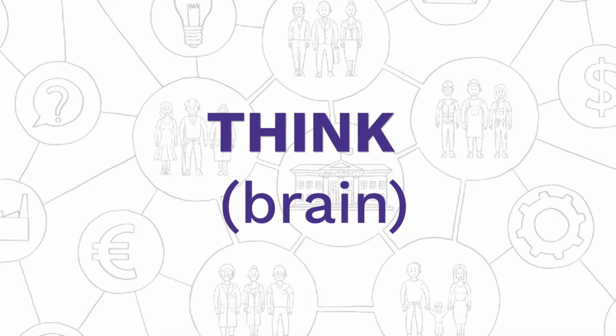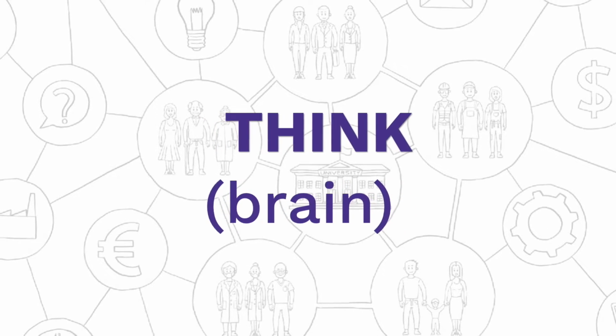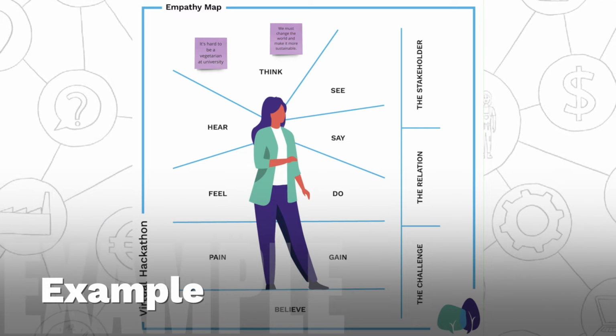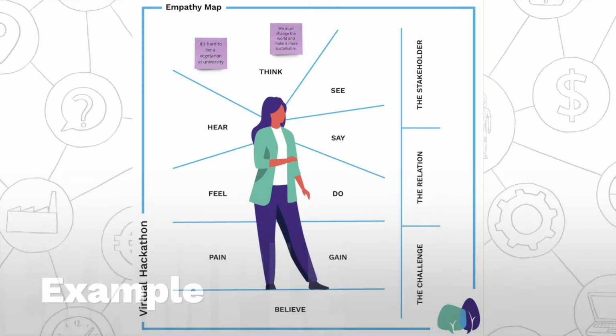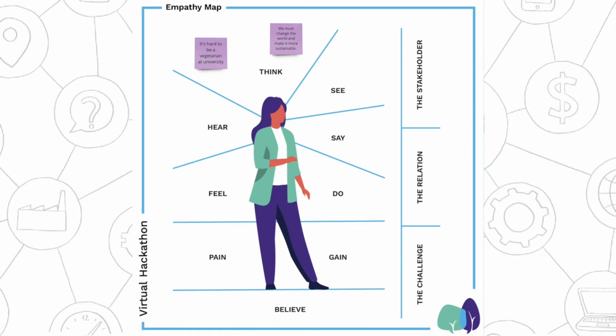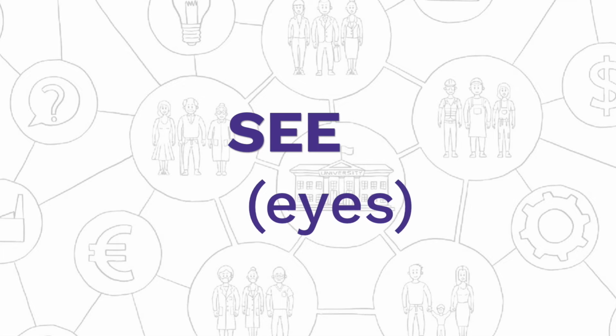Think. The brain. What does he really care about? What is her endgame or deep belief? What do they think about the challenge and the current market solution? How do they think about their fears and hopes?